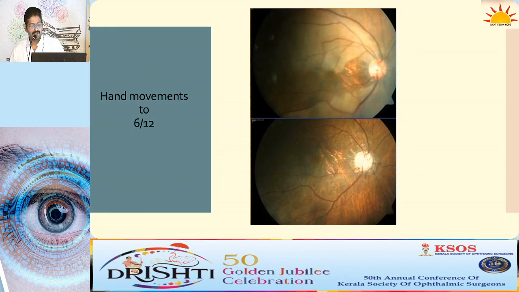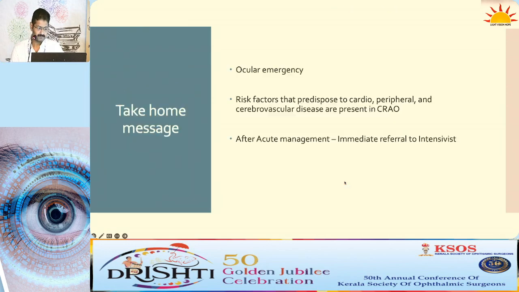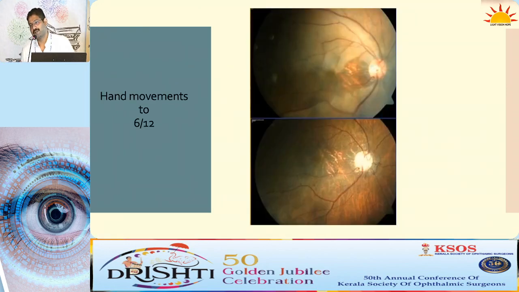This is the pre-op picture and this is the post-op picture. The vision improved from hand movements to 6/12. One more technique that has been reported in literature previously is that they do a vitrectomy, and since the retinal artery is already occluded, they make a small nick in it and, using a 51 gauge stylet, try to recanalize it.